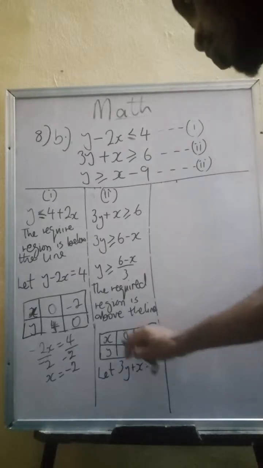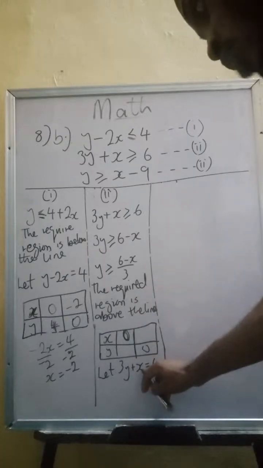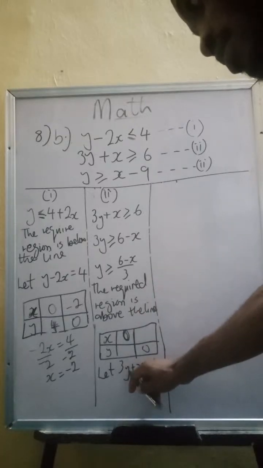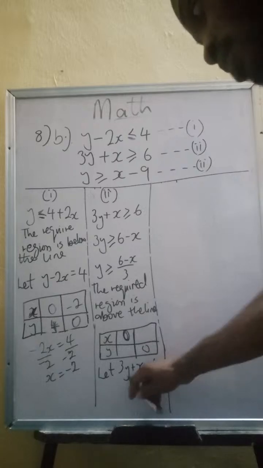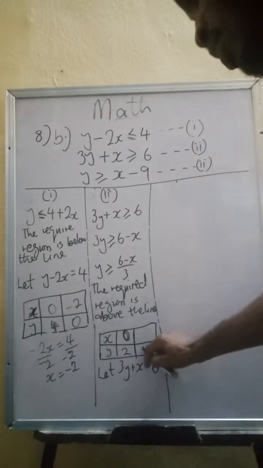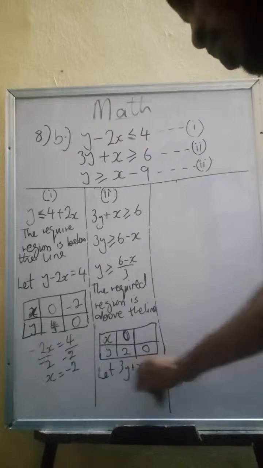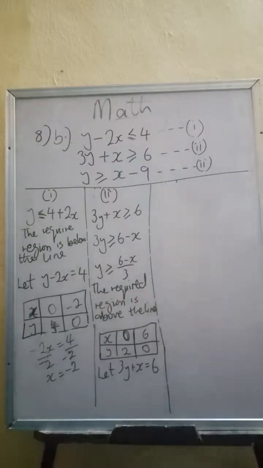Now, if x is 0, what is y? And if y is 0, what is x? If x is 0, y is going to be 2, because you divide both sides by 3. And if y is 0, then x is simply 6. Okay, so we've gotten our 2 points from the first.